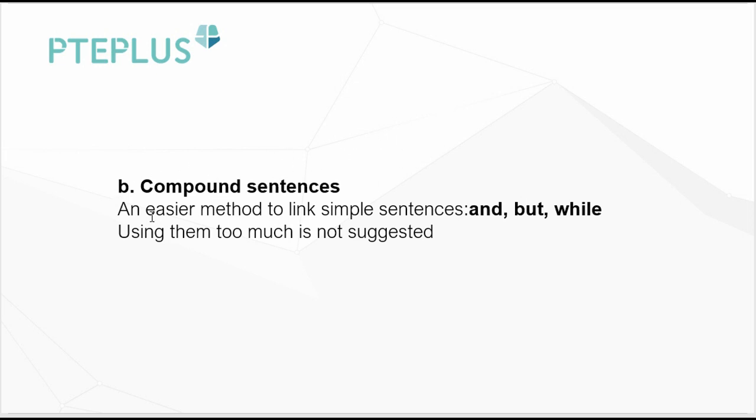Compound sentences are an easier way to link simple sentences with words like but and while. However, using them too much is not suggested. So instead of using them too much, we would advise everyone to use a combination of simple sentences, complex sentences, and compound sentences. That way you can really show the PTE system that you have good control of the language and you have a good mastery of each different type of sentences.